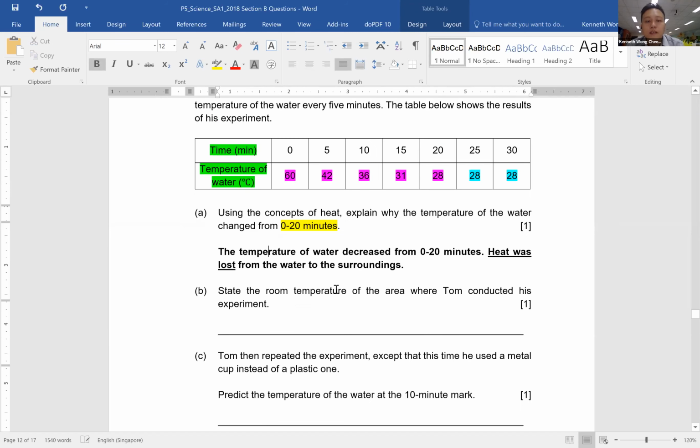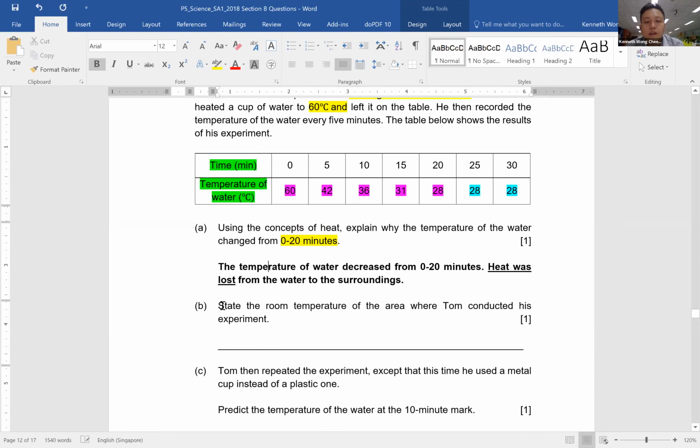Okay. Now, next, state the room temperature of the area where Tom conducted his experiment. Do you need to explain why the room temperature is a certain number, or do you just need to state? Only need to state, right? So the key point here is state. State means you need to make a claim. So what is the room temperature?